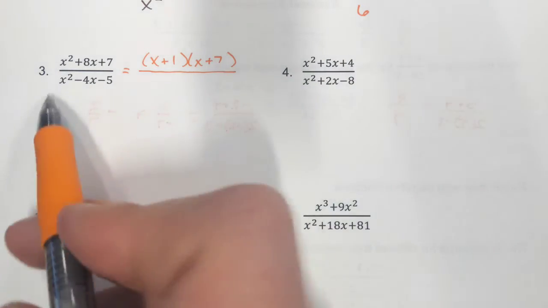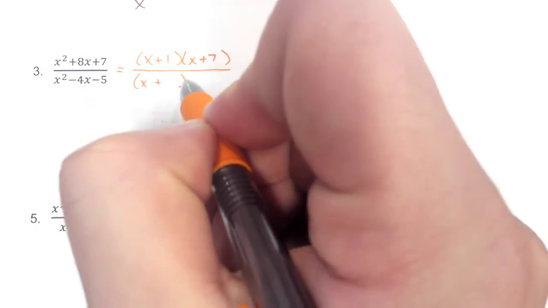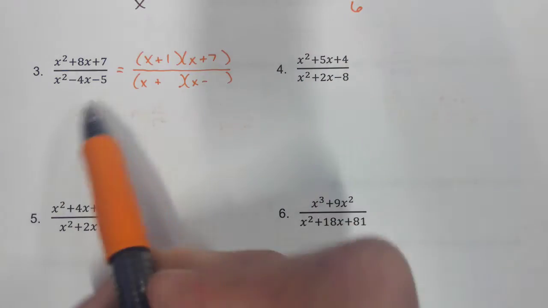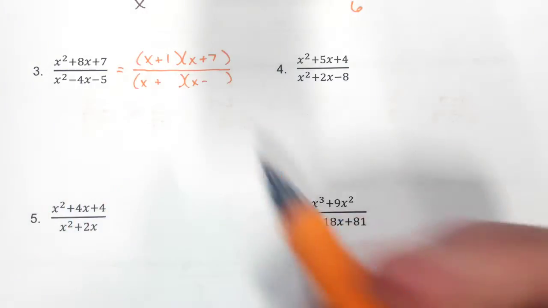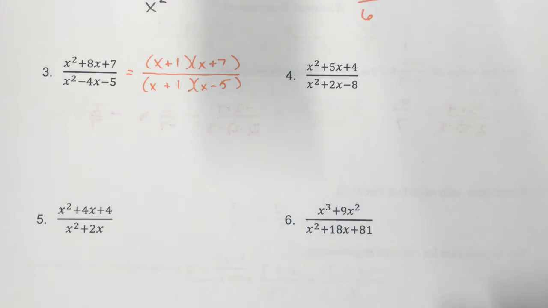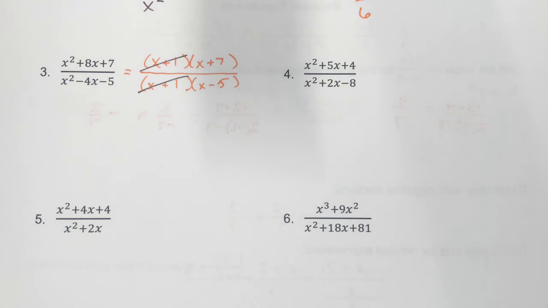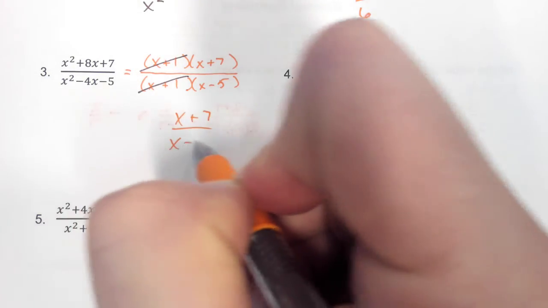On bottom, this time my third sign is negative. So in my parentheses, I'm going to have an x plus and an x minus. And I'm looking for the factors of 5 that subtract to negative 4. So that means I would have a positive 1 and a negative 5. So again, now that it's completely factored, I look for matching factors. And again, x plus 1 on top and bottom match, leaving me with those that do not match, x plus 7 over x minus 5.